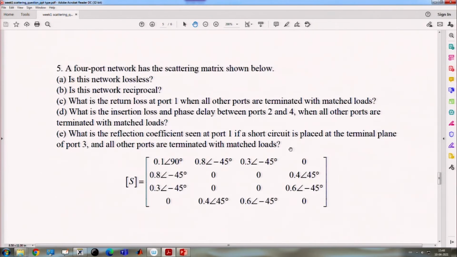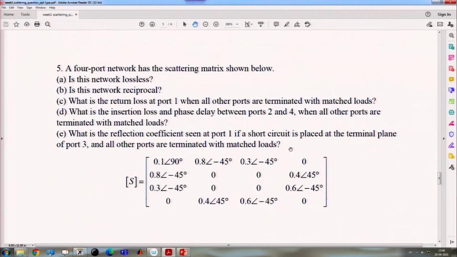So, the next problem is a 4-port network. Previously we have done the 2-port network. It is a question on the 4-port network that has the scattering matrix shown below. First, is this network lossless? Is this network reciprocal? What is the return loss at port 1 when all other ports are terminated with match load? Part D is what is the insertion loss and phase delay between 2 and 4 when all other ports are terminated with match load?